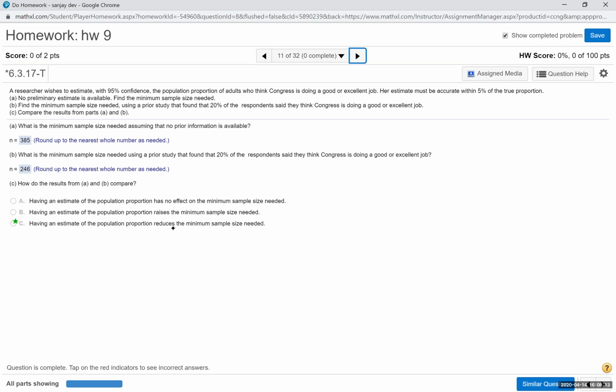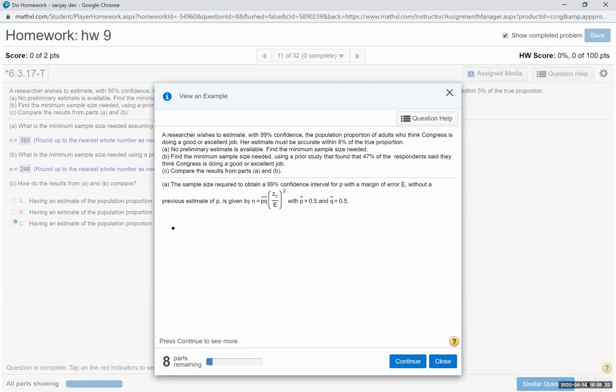And for B, find the minimum sample size needed using a prior study that found that 20% of the respondents said they think Congress is doing a good or excellent job. Okay, so let me show you through the question help. So when you go to the question help, it says view an example. There's a formula that you need to know. And the formula is this. The formula is right here.